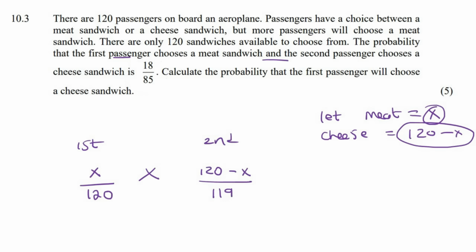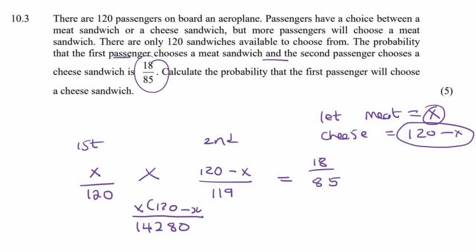They tell us that this probability is 18 over 85. We don't need a common denominator because we're multiplying, not adding or subtracting. So I'm just going to multiply the two numbers at the bottom: 120 multiplied by 119, which is 14,280. At the top, we have x and 120 minus x, multiplied together. Then on the other side, we have 18 over 85.